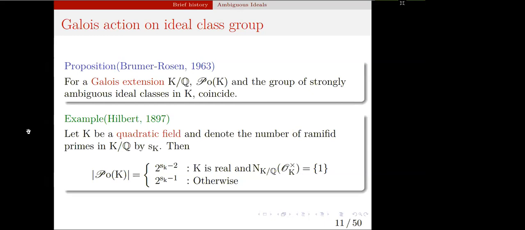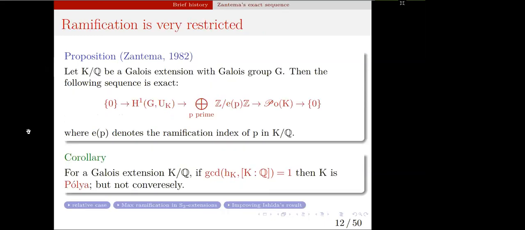studying the ambiguous ideals in quadratic fields, which were introduced by genus theory due to Gauss, Hilbert proved that the order of the subgroup of strongly ambiguous ideal classes in a quadratic number field K is given by this formula, and we know that Hilbert's result is the same as the order of the Pólya group for a quadratic number field. Please note that a Pólya quadratic field can have at most 2 ramified primes, and in a more general case, namely whenever K over Q is a Galois extension with Galois group G, Zantema found an interesting exact sequence which relates the Pólya group of K with ramification and the first cohomology group.